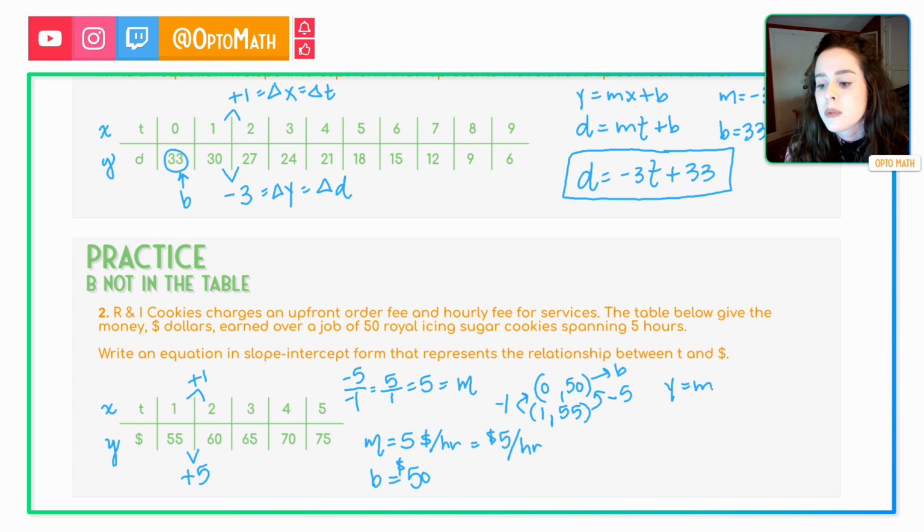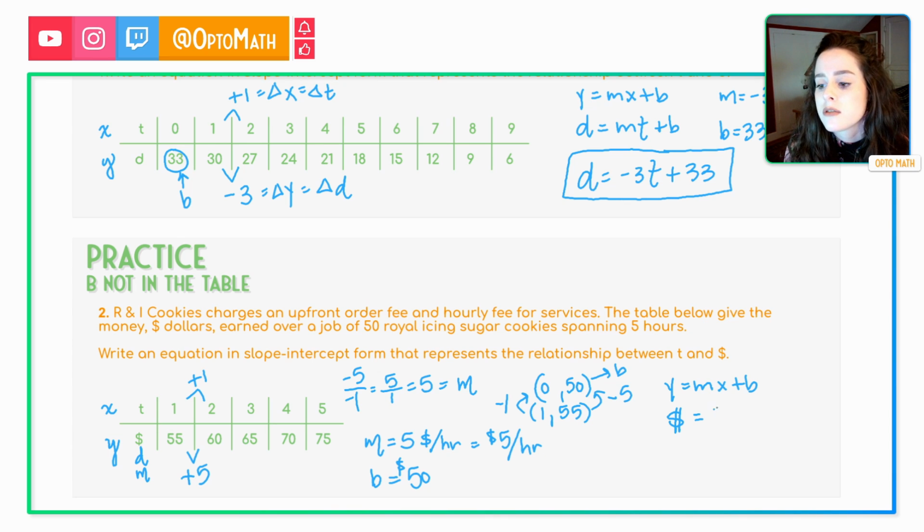y equals mx plus b is slope-intercept form. But remember, we're not going to have y and x. We have to change those to the variables that represent the situation. y is money. And this looks kind of funky. It may be that they would have d for dollars or m for money. m would be kind of confusing because it looks like slope. But just be aware that whatever that letter is, that goes for your y.